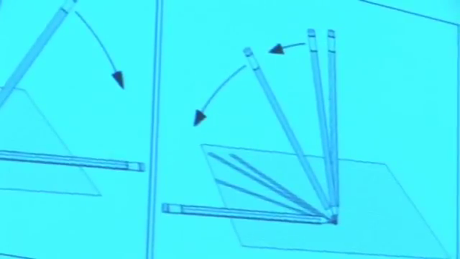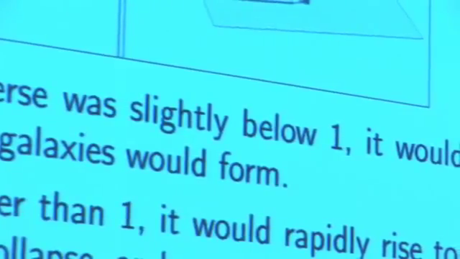That is, if omega is exactly equal to 1, it will stay exactly equal to 1 forever. But if omega in the early universe were slightly below 1, it would rapidly fall towards 0. And no galaxies, for example, would form. Lots of other things would be different too. The universe would just dilute to 0 density very quickly.